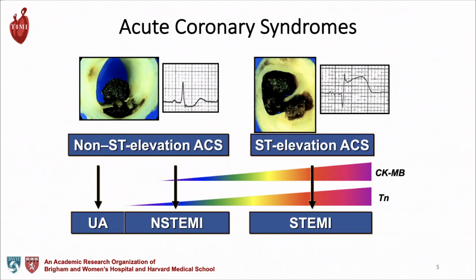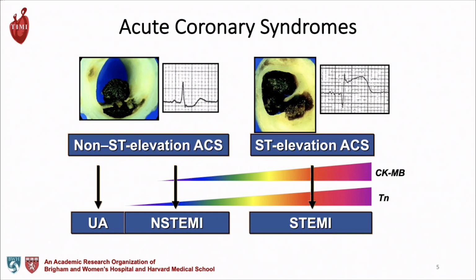By contrast, in the case of ST segment elevation acute coronary syndromes, the coronary thrombus expands such that there's complete occlusion of the coronary artery. The result is transmural myocardial ischemia, which manifests with ST segment elevations on the electrocardiogram. And so that's the major distinction clinically, the electrocardiographic appearance.